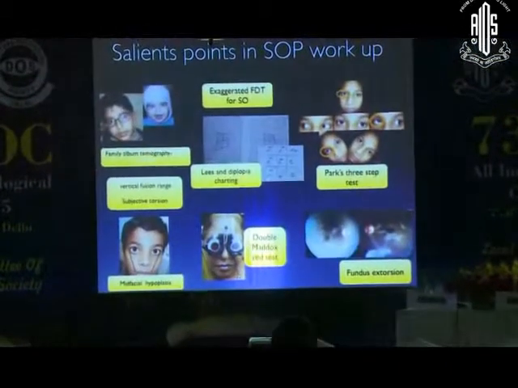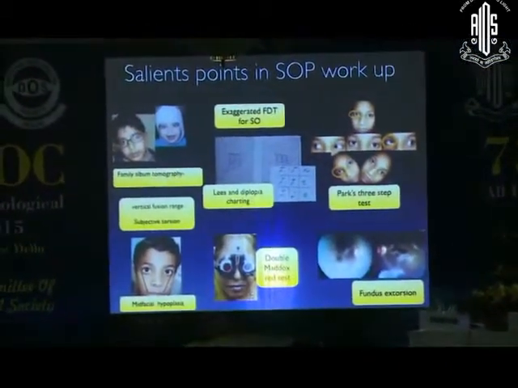This is a case series of fourth nerve palsies. Just a quick brief for the salient points in superior oblique palsy workup. You have to see for the head tilt. Generally, in the superior oblique palsy, there is an opposite head tilt. You have to do a Parks three-step test.